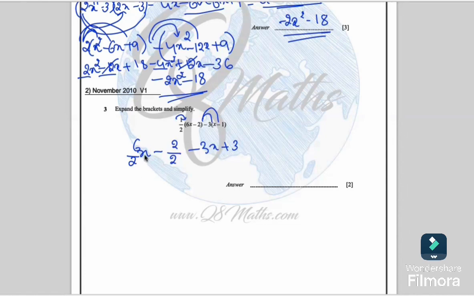Now just simplify this. 6 by 2 becomes 3x. And then 2 ones are 2, cancels, and minus 1. Minus 3x, positive 3. So 3x and minus 3x cancel and it will leave, when we have negative and positive, we have to subtract the numbers and it will become 2. And the sign depends on the bigger number. So it will become positive 2.